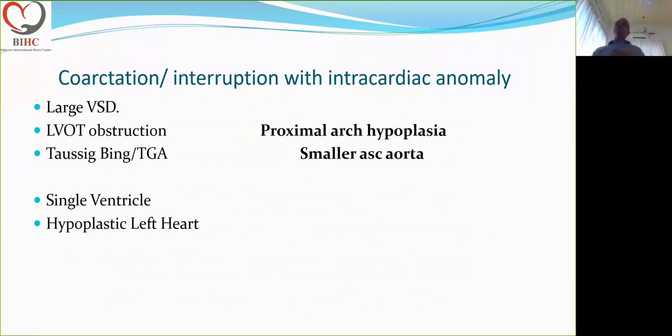What is common with all these intracardiac major problems and coarctation is a proximal arch hypoplasia and a smaller ascending aorta. Mind you, a distal transverse arch hypoplasia is so common in a neonate with coarctation, even with any other anomaly. But a proximal arch hypoplasia, which has a much bigger impact on the surgical technique, is common with these intracardiac lesions.